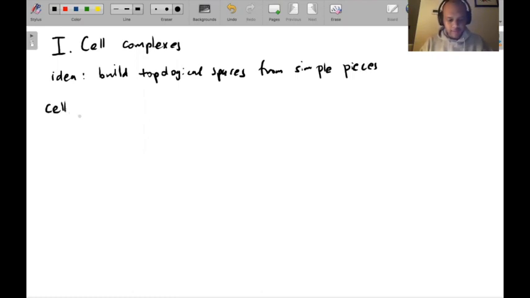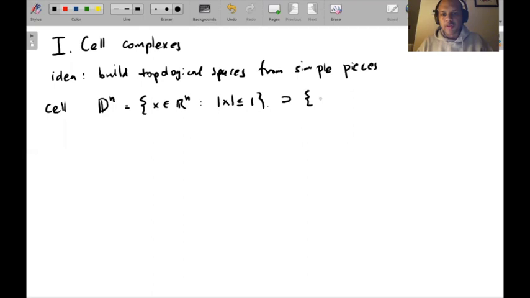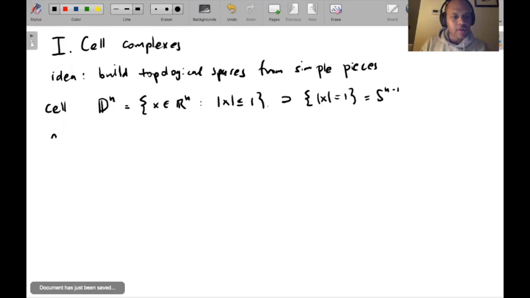So a cell is, well, another name for the closed n-dimensional disk. So this is points in R^n of norm at most 1. And inside of here we have the points of norm equal to 1, which is the sphere of dimension 1 less. And so here's a general construction that one can do.